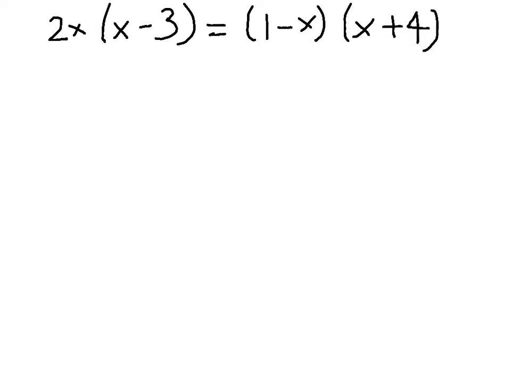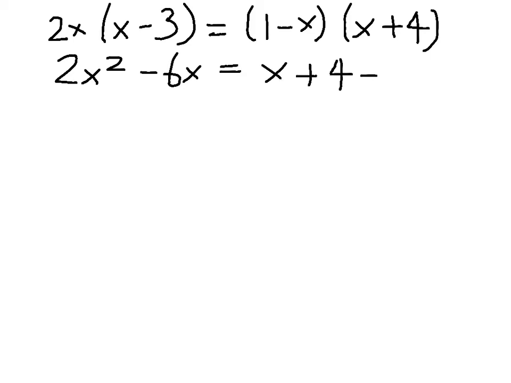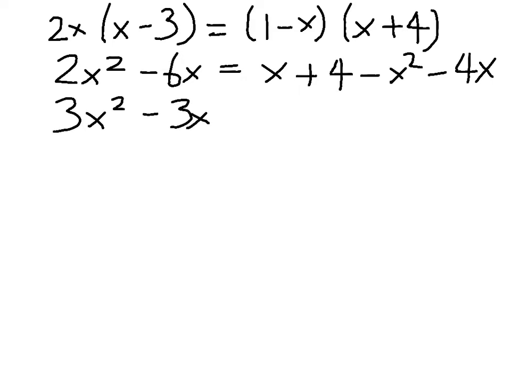So the first thing that you need to do is to expand this into the general form. If you expand this, you get 2x squared minus 6x equals x plus 4 minus x squared minus 4x. And if you rearrange them in the general form, you get 3x squared minus 3x minus 4 equals 0.